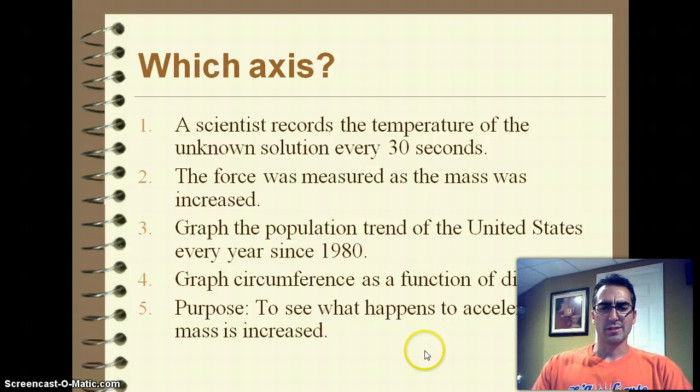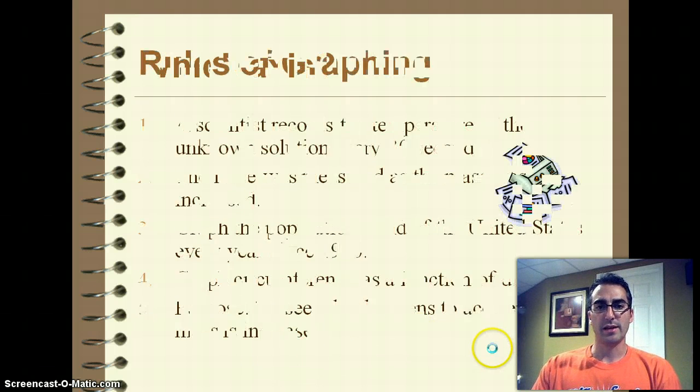Number 5, purpose, to see what happens to acceleration as mass is increased. As we increase mass, so we purposely increase the mass and we see what happens to acceleration. So acceleration would be a dependent variable on the y-axis, and mass is an independent variable on the x-axis.